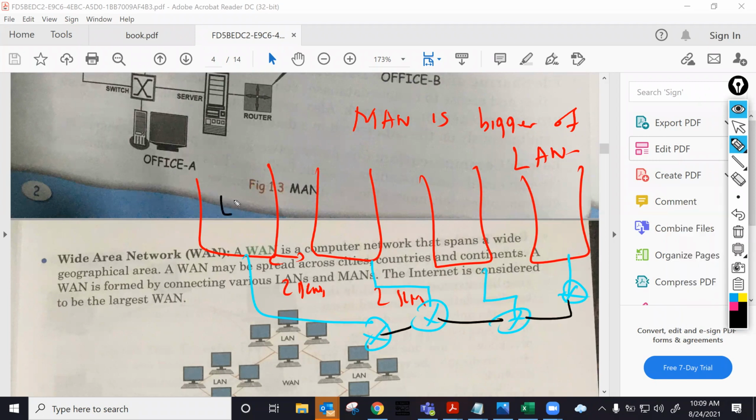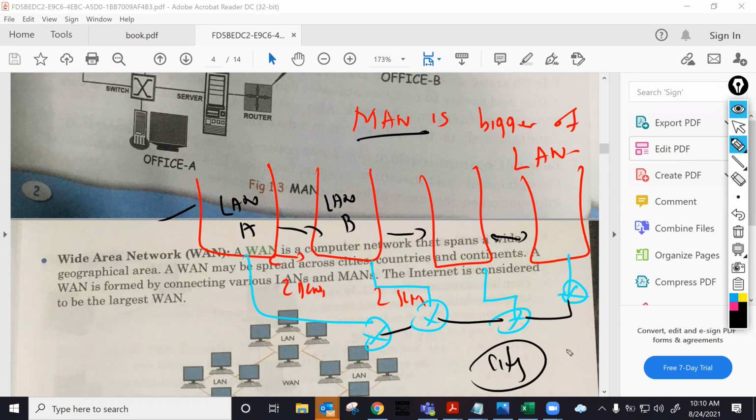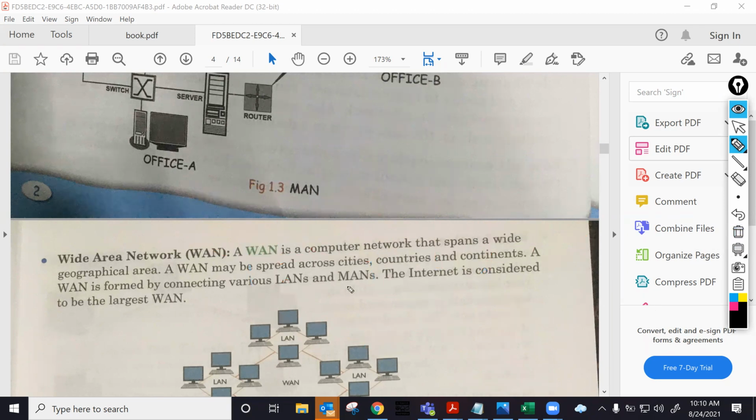So then this LAN A is now connected to LAN B. We say this LAN A is in Colombo 5, this is Colombo 7, this is Dehiwala. Very nearby places, right? Normally this metropolitan area network is limited to the city, not going beyond the city. Colombo city, we can have it. The metropolitan area network is not going beyond the country level. They are inside the country. Remember that.